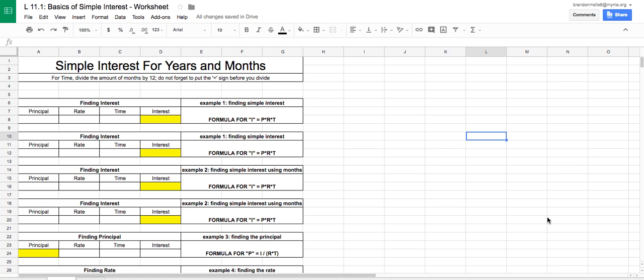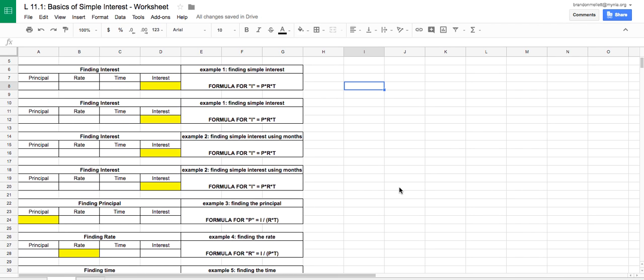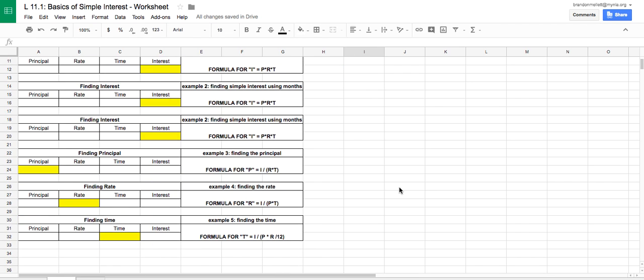In this video, we'll be demonstrating how to use a spreadsheet for Lesson 11.1, Basics of Simple Interest. In this lesson, we talk about terms such as interest, principal, rate, and time. Now to calculate these different ones, we're going to be using different formulas for each of these spreadsheets, for each of these problems here. So we're going to start by finding interest, and then we'll break it down to finding principal, finding rate, and finding time.